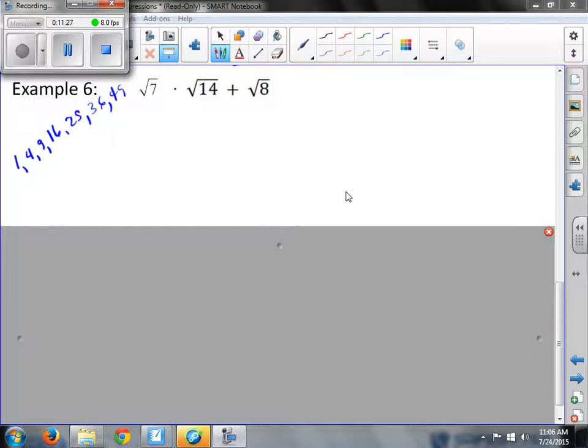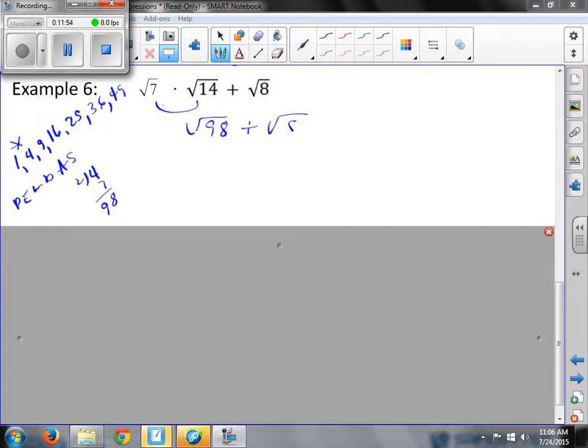Example 6, I put my little square root chart back here so that we'll have that to use. I have to use my rules of order of operations here. Please excuse my dear Aunt Sally. I have to do this multiplication first. 14 times 7 is 98, so I'm going to multiply that first, and I'll have the square root of 98 plus the square root of 8.